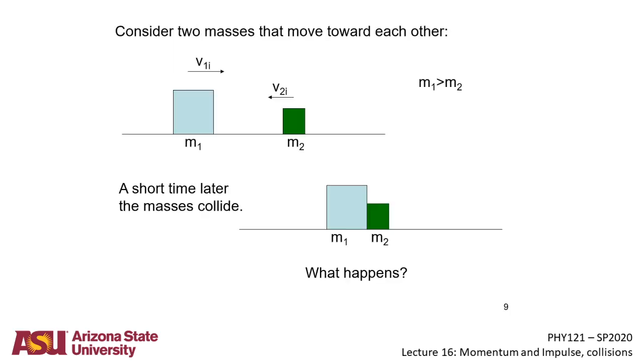Now I want you to consider two masses that move toward each other, and then they collide. Okay? In this case, m1 is greater than m2. What happens? We can do this a couple of different ways. We can work through this as a net force problem, a free body diagram problem, or we can work through this as a momentum conservation problem. I'm going to show you how to do this as a free body diagram problem first, and then we're going to work through this as a momentum conservation problem.